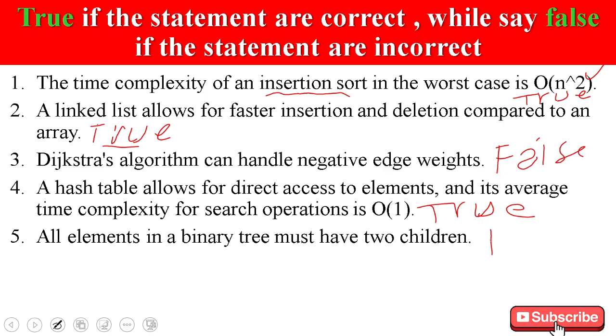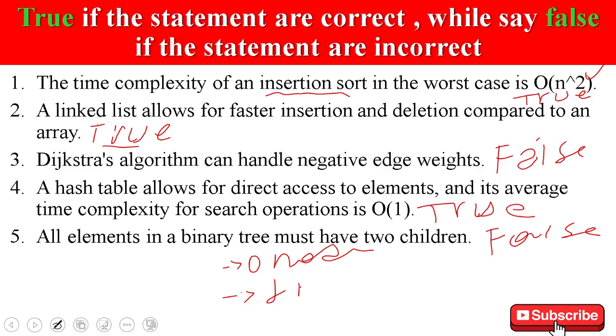This is false because in a binary tree a node may have 0 children or 1 child. These are empty nodes. So, all elements in a binary tree must have 2 children is false. They may have 1 child or no children or empty children.